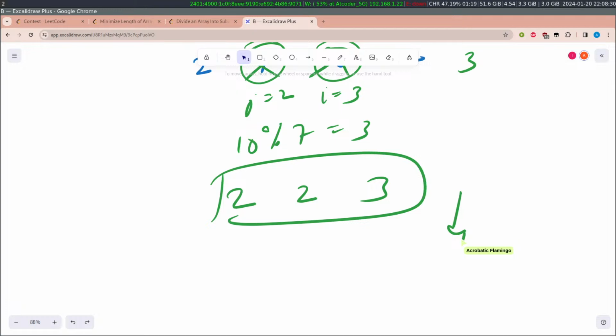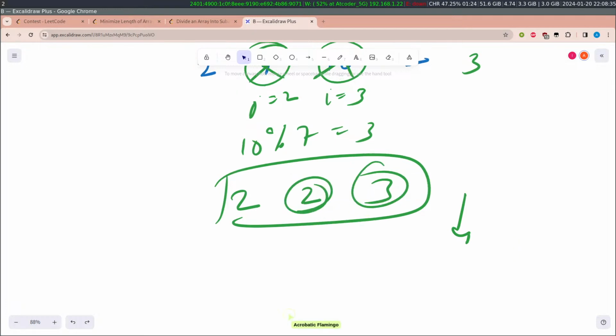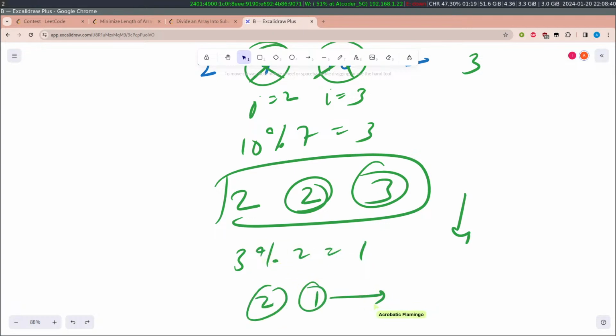And you notice that now let's say we have chosen 2 and 3, and our array becomes 3 modulo 2 equal to 1. And now we can take these two elements and our array would become only 0 will remain at the end.